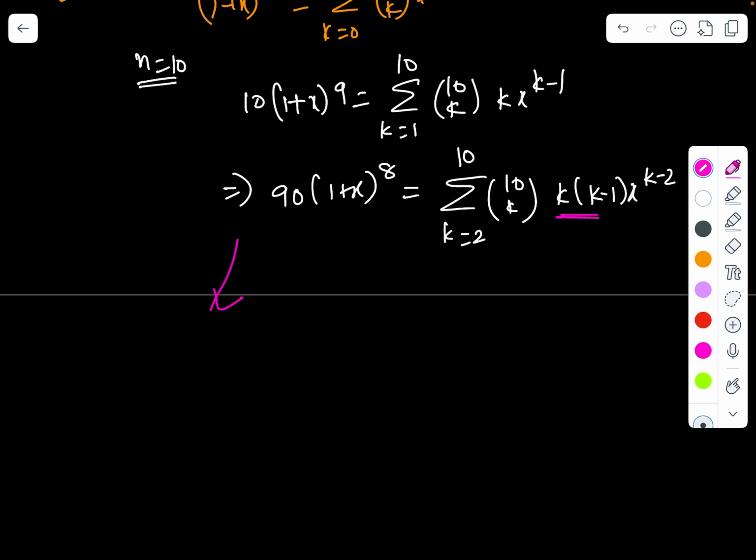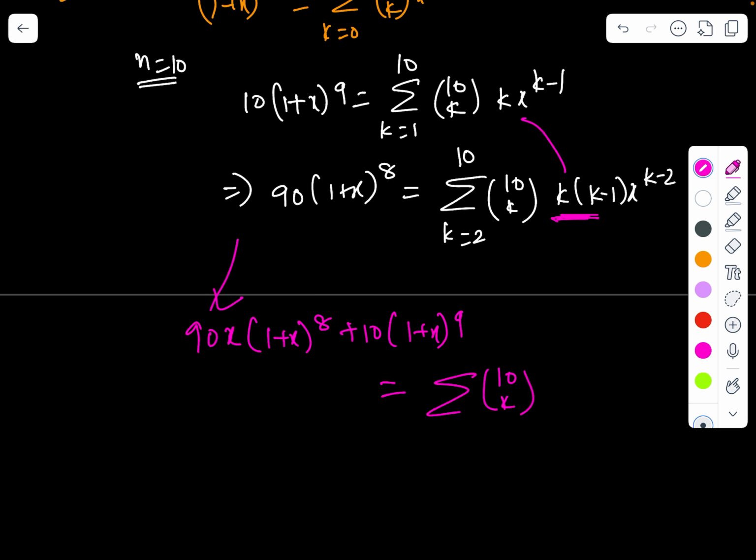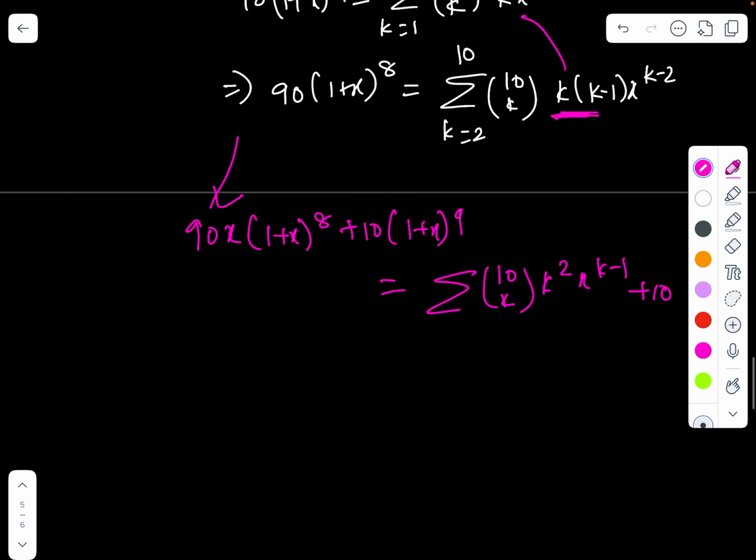And now what we can do, we can multiply the first with x and add with the second. So we'll get 10 times (1 plus x) to the power 9 x plus 90 (1 plus x) to the power 8 is the sum of 10 choose k, because we want k square. So k square minus k, and k will get cancelled. That's why we're doing that. We'll get k square x to the power k minus 1. And now just put x equal to 1, and k is a dummy variable. So k is running from 0 to 10.